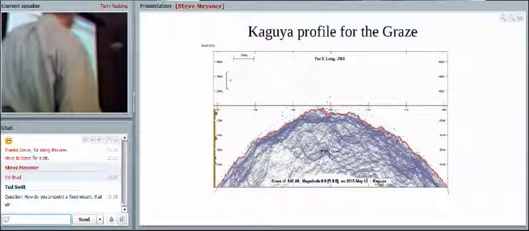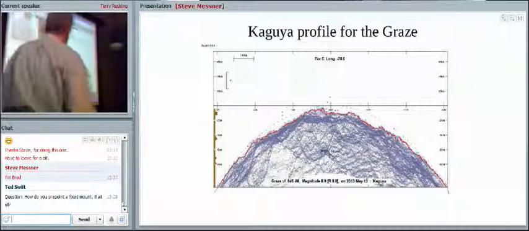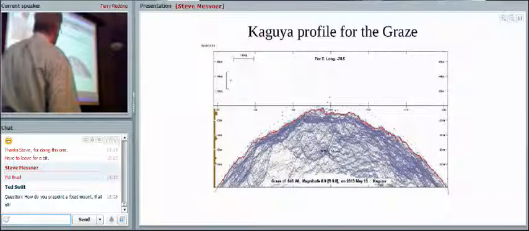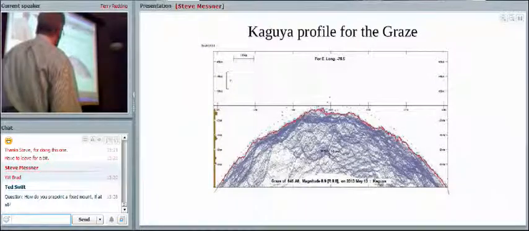In this case, it was a faint star. It was too faint to do with video or anything, so I just used an 8-inch telescope. I tried to hit this area right in here.